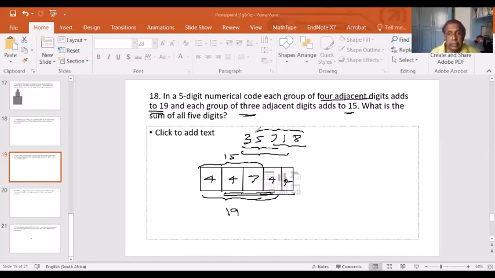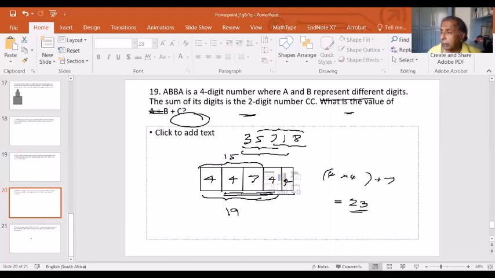And the question says, what is the sum of all 5 digits? Very important to answer the question. All 5 digits. So you got all the 5 digits. There are 4 4s and 1 7. So if you add up all that, you get 23. 4 4s plus 1 7. 16 plus 7. Okay, so that takes care of problem number 18. So let's move on to problem number 19.